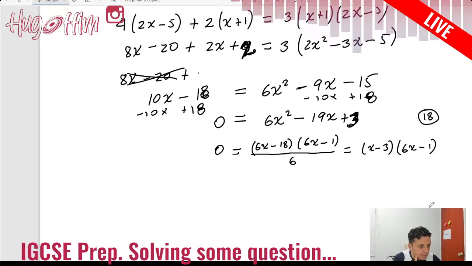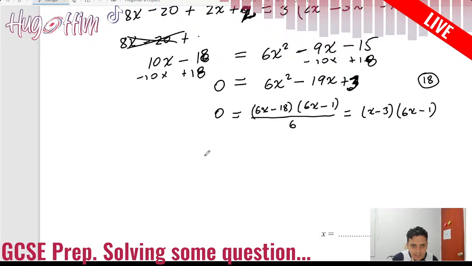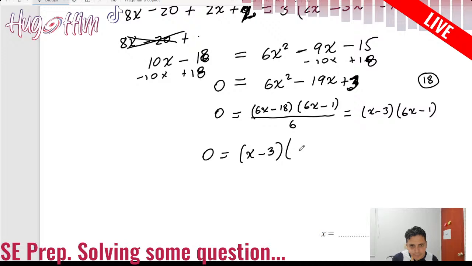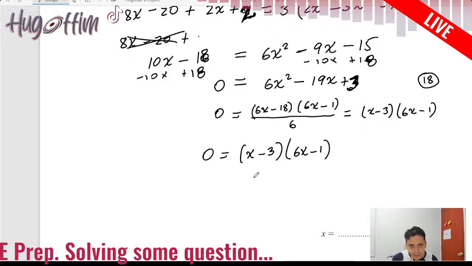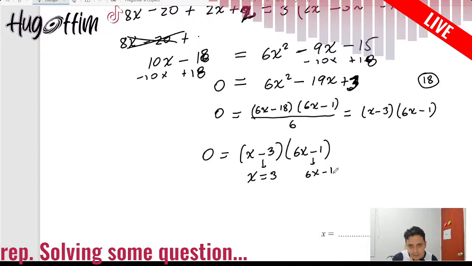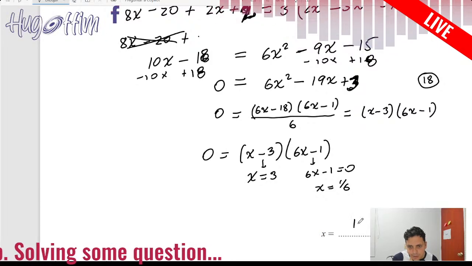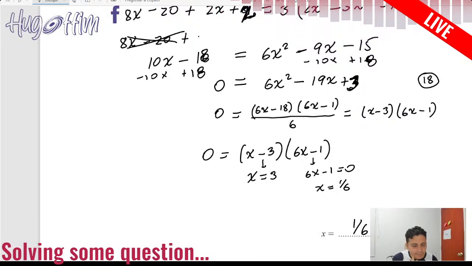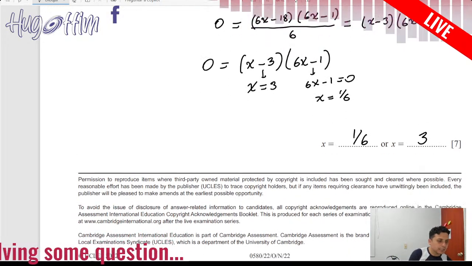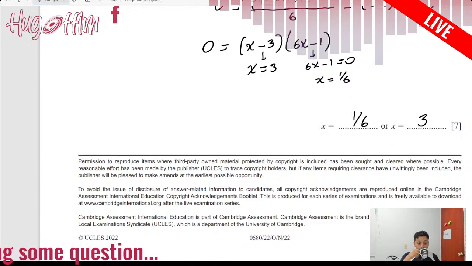So finally, I'm just going to have that the option is x equals 3, zero factor property, or 6x minus 1 equals 0. That means that x equals 1/6. So 1/6 or 3. Okay, I finished in 1 hour. It's 1 hour and 30 minutes, so we finish in 1 hour.